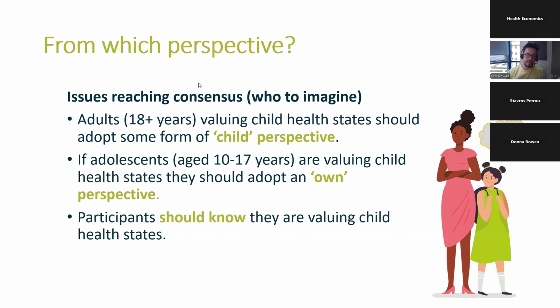And then the adolescents, perhaps unsurprisingly, given the age range of the health states, 8 to 17, participants thought that if adolescents are involved, then they should adopt an own perspective. They think about their own health. And like in the first qualitative study, participants generally agreed that they should know that it's child health states that they're valuing, so we shouldn't try and mask that from the valuation sample when they're doing the exercise.